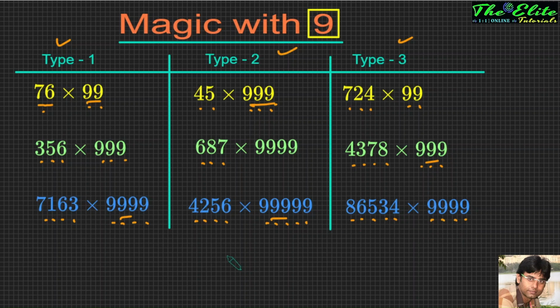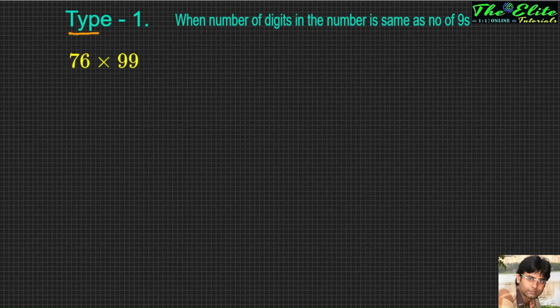So these are 3 categories, 3 types, and we will learn each type one by one. Let's see how it goes. Here we have type number 1, that is the same number of digits for the number and the same number of nines. It means a 2-digit number with 2 nines. If you multiply this, what will be the result?